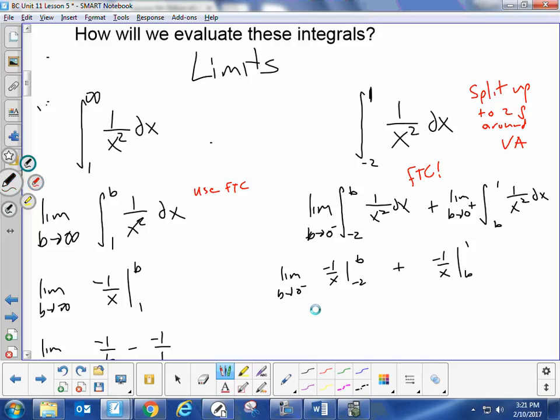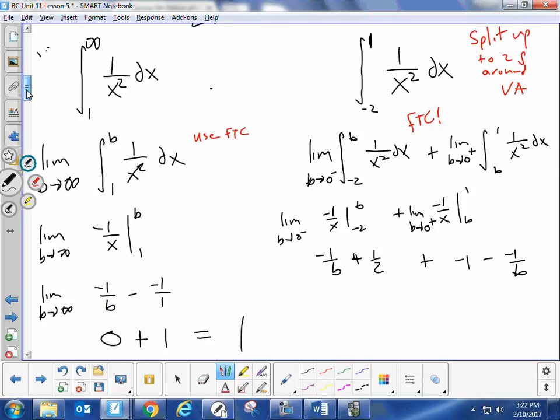So I get -1 over b minus, it ends up being plus 1/2. Then over here, I'd be adding -1 over 1 minus -1 over b. And correctly, this would be the limit as b approaches 0 from the right. I have to make sure I have that correct. Now this is the limit as b approaches 0 from the left, and this is the limit as b approaches 0 from the right.